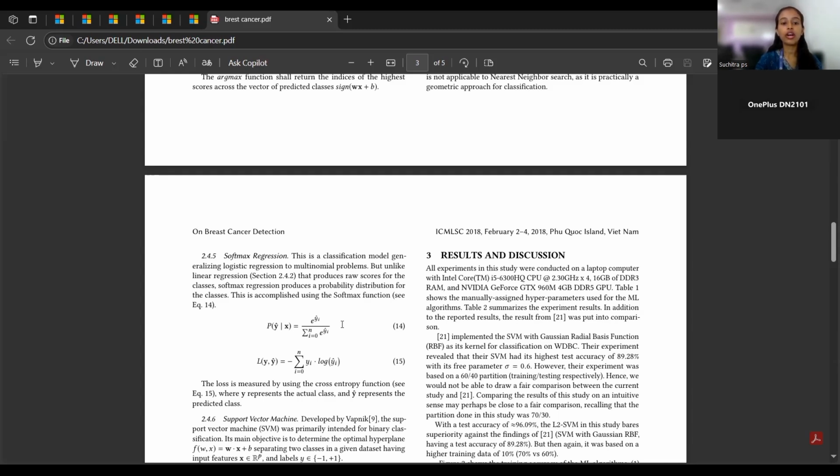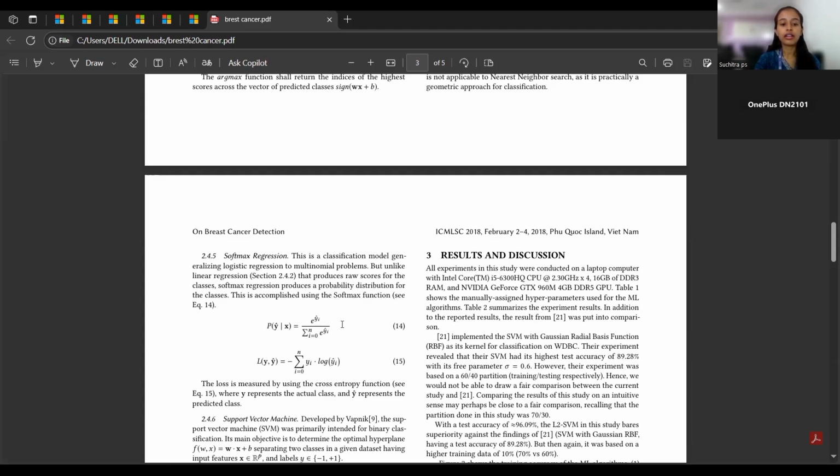Next is no hyperparameter tuning. All models used manually assigned hyperparameters without systematic tuning. This could result in suboptimal performance, especially for models like MLP and SVM. Next, limited dataset diversity. It means only the WBCD data set is used here, and no experiments were done on other breast cancer datasets or external validation sets, and no model explainability.